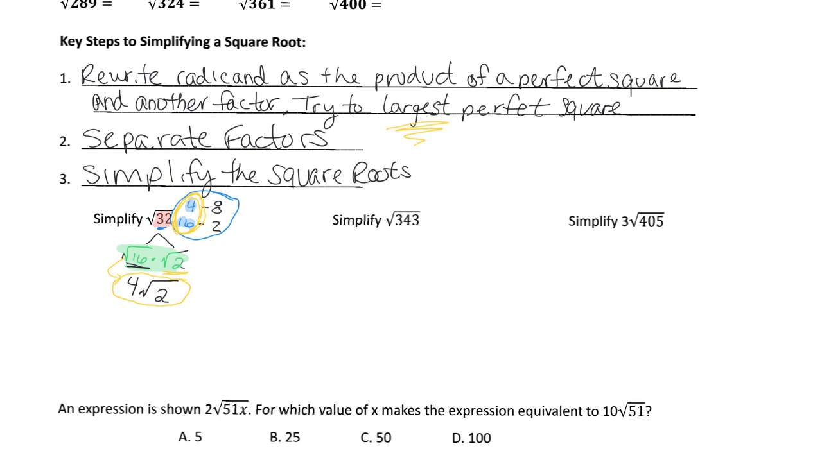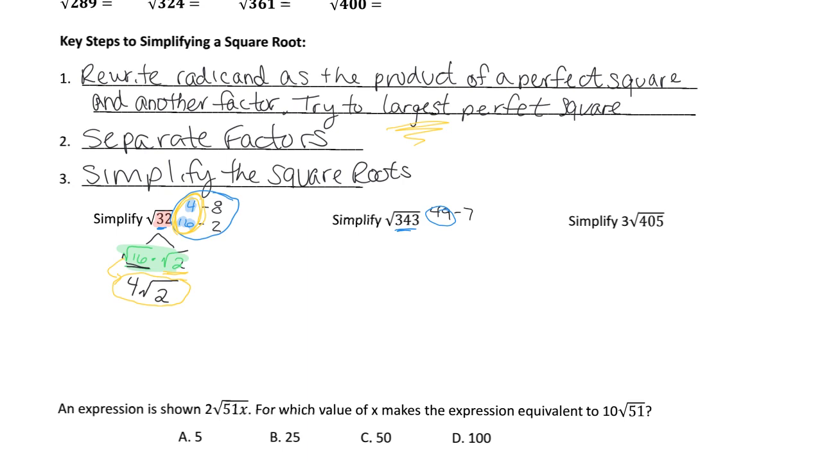Okay, so let's try the next one. I want you to try to find some perfect squares that go into 343. So I always just start at the basics, start with 4, then 9, then 16, and so on and so forth until you find one that works. So pause and find some factors. I only found one factor, and that was 49 and 7.